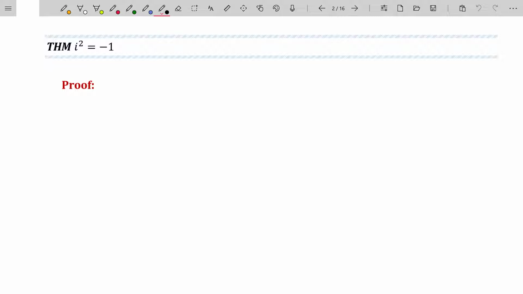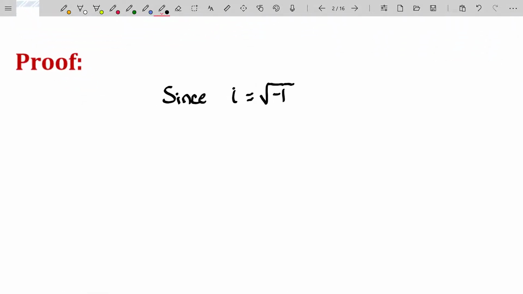The proof is very, very quick and easy. Since i is equal to the square root of -1, we can then say i squared is equal to that right-hand side squared. And of course, squares and square roots, they undo each other for the most part. And this will be equal to -1. So i squared is equal to -1. That's the end of that proof, QED. Very fast proof. And again, QED means quod erat demonstratum, so it has been proven. That's a Latin phrasing that's used quite often in mathematics.